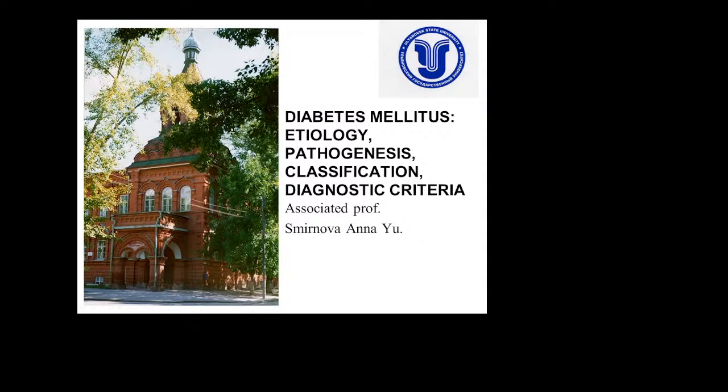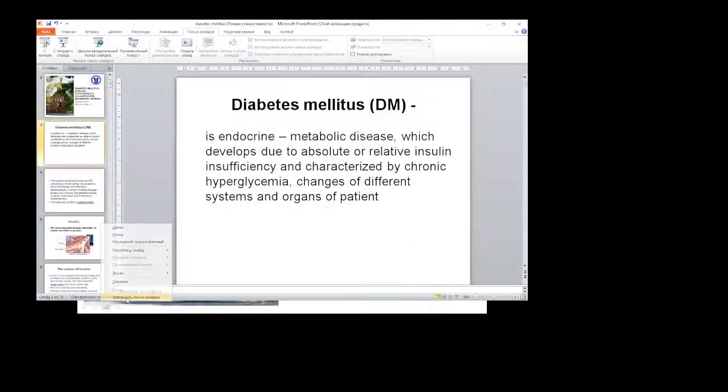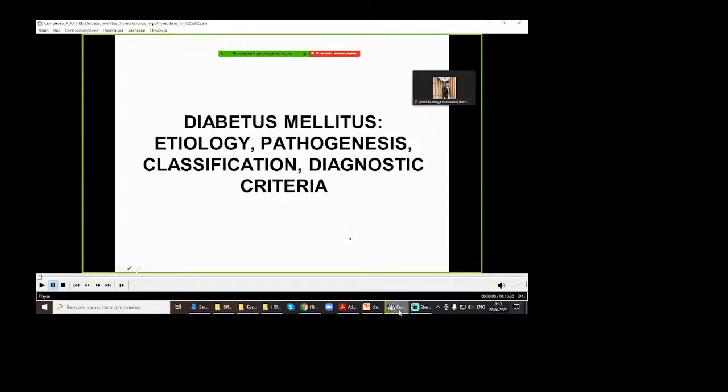Today's lecture consists of two parts. The first part is Diabetes mellitus, its etiology, pathogenesis, classification, and diagnostic criteria. The second part will be about thyroid gland disorders, thyroid gland diseases, Graves' disease or toxic goiter, and hyperthyroidism or decreased function of thyroid gland. Clinical picture and diagnostic criteria, our first topic.